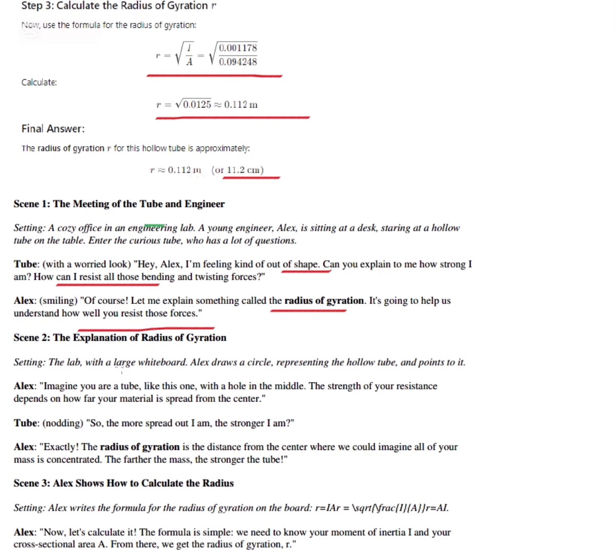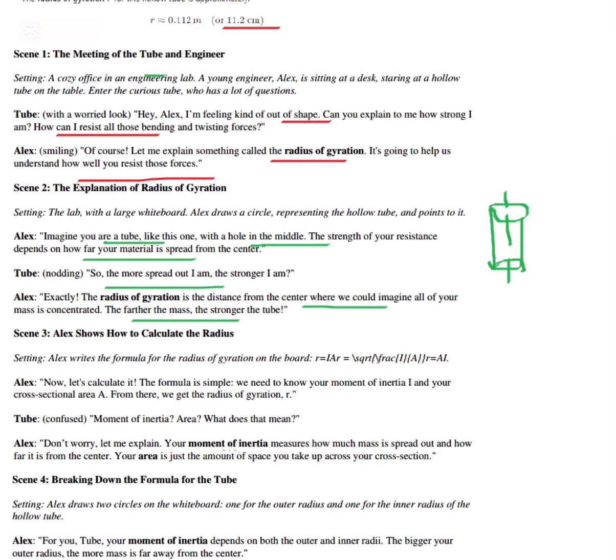Imagine you are a tube like this one with a hole in the middle. The strength of your resistance depends on how far your material is spread out from the center. Tube: So the more spread out I am, the stronger I am. Alex: Exactly. The radius of gyration is the distance from the center at which we could imagine all of your mass is concentrated. The further the mass, the stronger the tube.